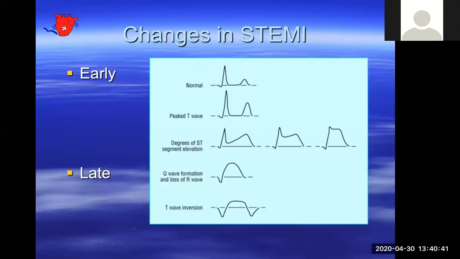ST segment elevation, as you know, is due to transmural myocardial infarction, due to total occlusion of the coronary artery. While non-ST elevation infarction is due to partial occlusion, and that usually causes ST segment depression.